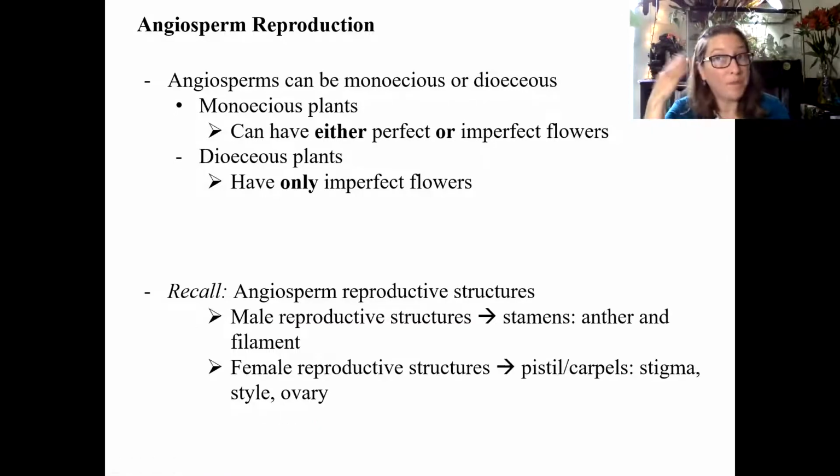And just to remind you about what I mean when I say male reproductive structures and female reproductive structures, those are the stamens for the male, right? Anther and filament. And for the female, it's the pistil/carpels, which is made up of the stigma, the style, and the ovary.